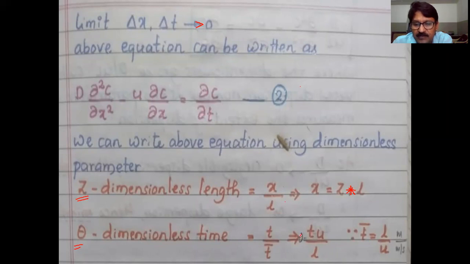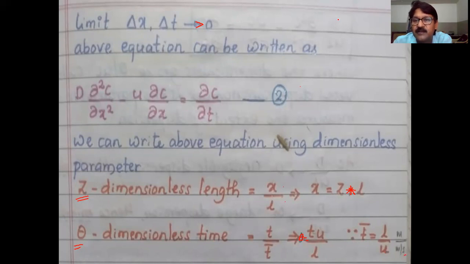So therefore I can write theta is equal to tu by L, because t bar is equal to L by u. So t bar is length by velocity. Length is meter, u is velocity, meter per second. Meter cancels, again you will get seconds. So therefore theta is equal to tu by L.